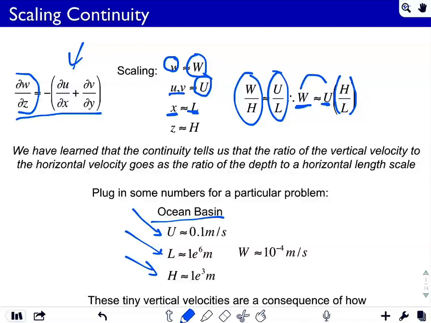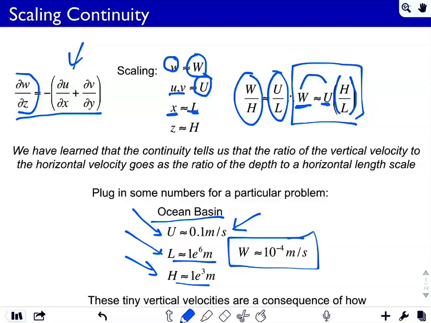We see conservation of mass tells us it has this relationship here. For the ocean basin, we have 10 centimeters per second, and we are applying a length scale and a depth scale because we have some sense of those values. And this tells us that a typical vertical velocity is on the order of 10 to the minus 4 meters per second, or tenths of millimeters per second. So it's very small. You have tens of centimeters per second for the horizontal velocities, and you have tenths of millimeters per second for the vertical velocities.